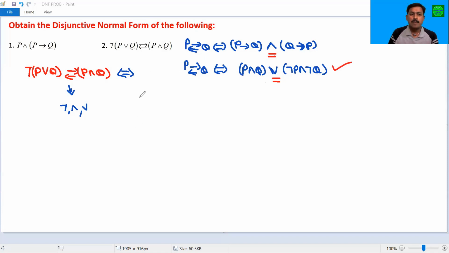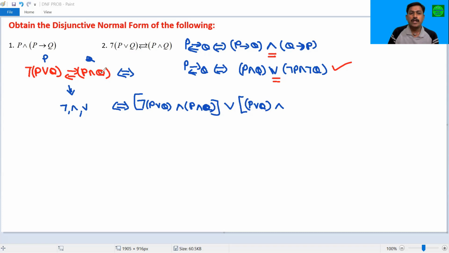Using this formula, I am going to write the next step, where this is our P and this is our Q value. If you apply this, P becomes not of (P or Q), and Q becomes (P and Q). That is the first term. Or (not P and not Q). Here already one not is there, so not getting cancelled, we simply get P or Q. And if you take negation for this Q, we get not of (P and Q).